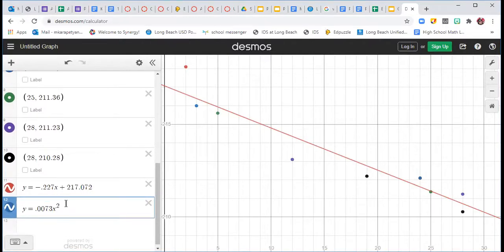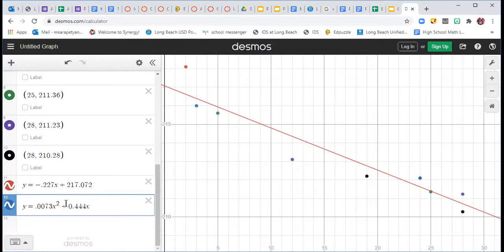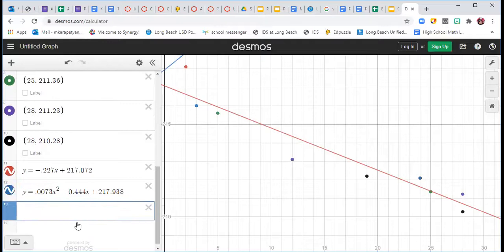Okay, minus 0.444x. Oops, there we go. Plus 217.938. Okay, there is my quadratic.